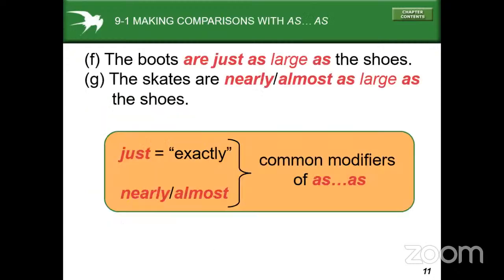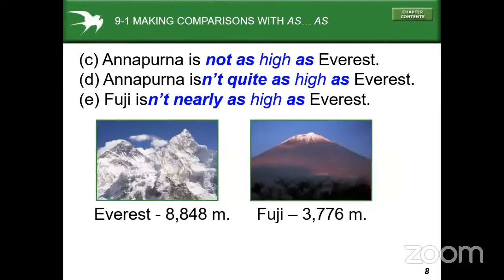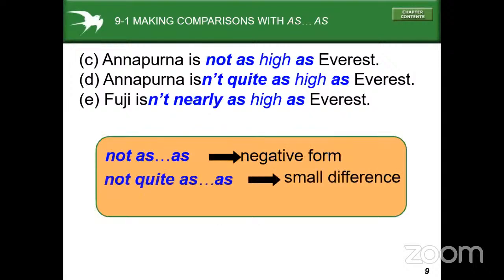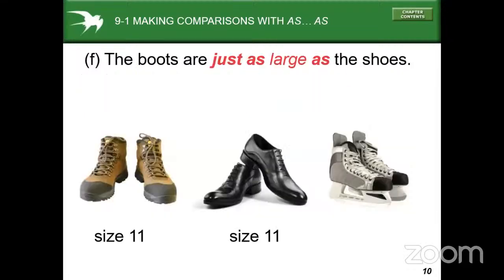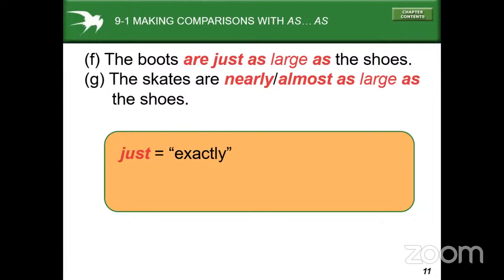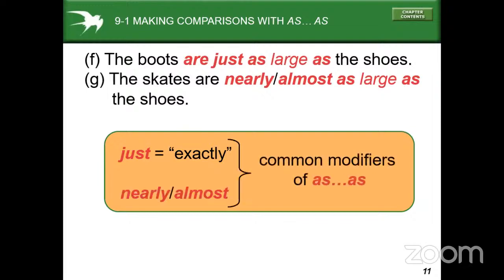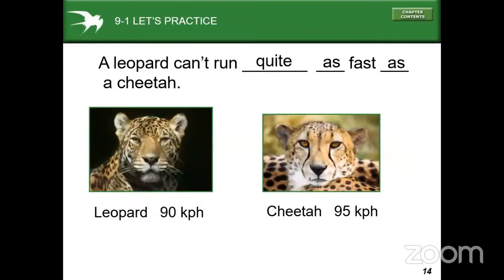So let's check it out. We're gonna go back for a moment. For example, we have here the negative form, right? Not quite as, a small difference. Not nearly as, a big difference. And for example, the boots are just as large as the shoes. The skates are nearly or almost as large as, because it's not the same, right? But nearly. And just is exactly the same. Nearly or almost are common modifiers we can use. That's why we said here nearly and quite.